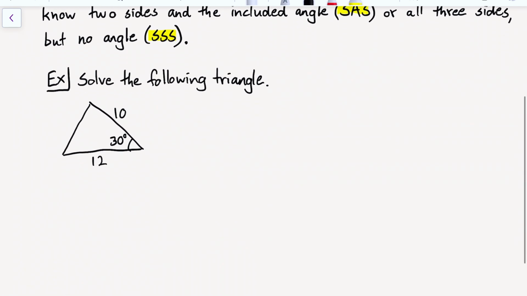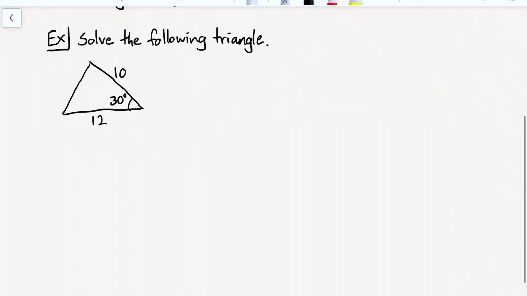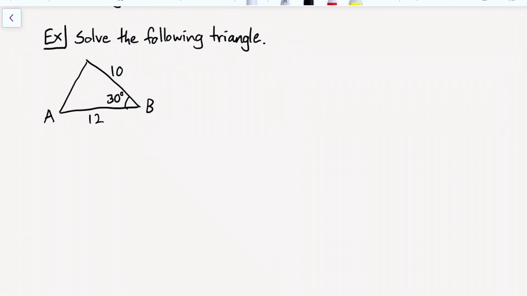Let's use the law of cosines to solve the following triangle. And I'm going to label everything for clarity here. We'll call this angle A, we'll call this angle B, and angle C. Therefore, what we have is side length a equals 10, side length c equals 12, and we don't know side length b. So what we're looking at is a side angle side triangle. Notice that we know a side length, an included angle, and another side length.